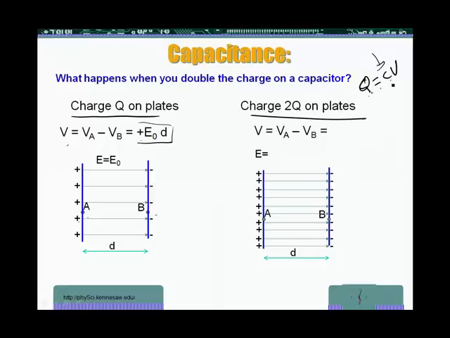Now, if the capacitance does not change and I double the charge, that means the voltage doubles. So VA minus VB is actually twice the voltage that we had here, or twice E0 times D. That means, since V should be equal to E times D, that means the new electrical field is just twice E0. So I actually double the electrical field between the plates if I double the charge.